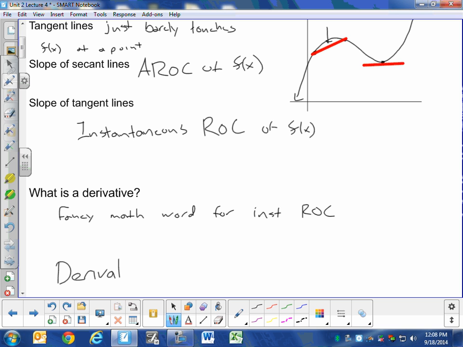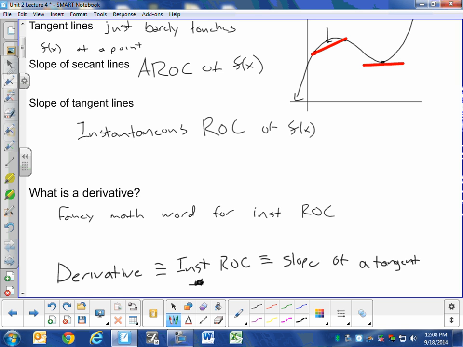Derivative is equivalent to instantaneous rate of change of a function. And this is the derivative of a function, the instantaneous rate of change of a function. And that's equivalent to just the slope of a tangent line. They're all the same. I can ask you for one, and you'll know it is the other.